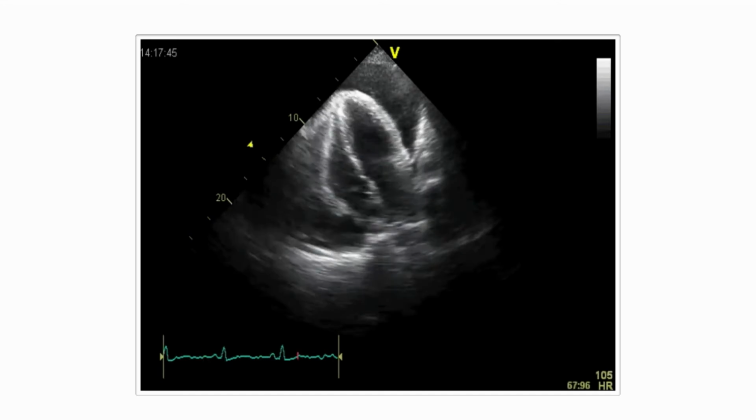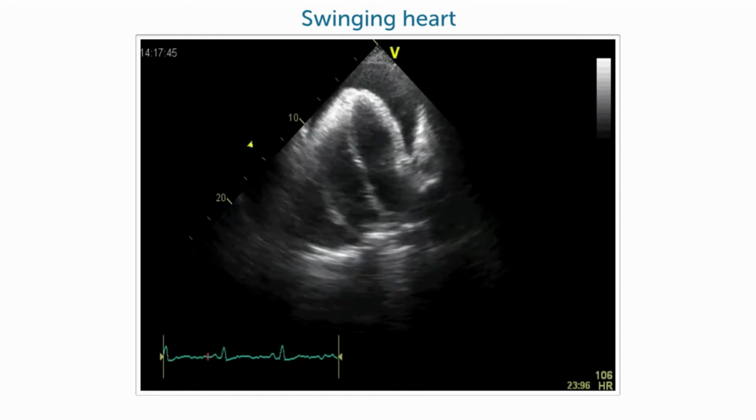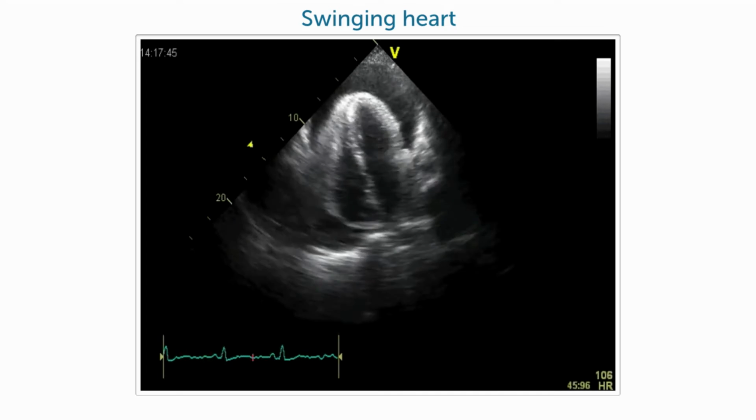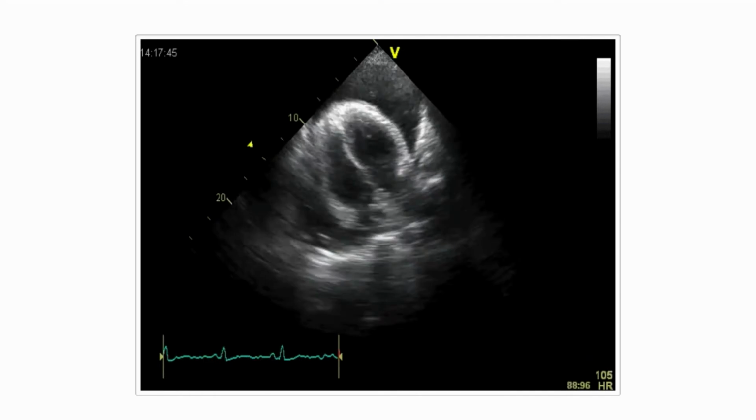And there is another image of the typical swinging heart, and we see the four-chamber view, and we see really a lot of effusion in pericardium. This is probably 1 liter, something like this.